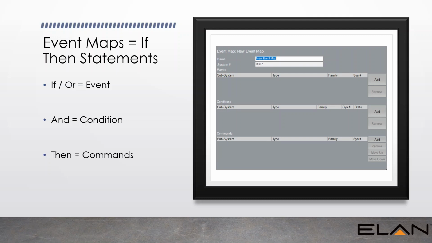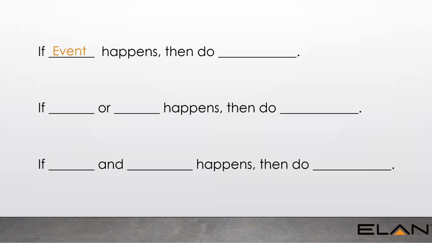Once you start an event map, once the commands start firing, there is no way to stop them. They keep running until done. So, if an event happens, then do command. Fairly basic. If event or event happens, then do command. If event and condition happens, then do command.